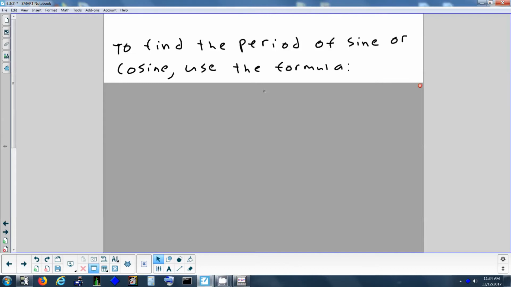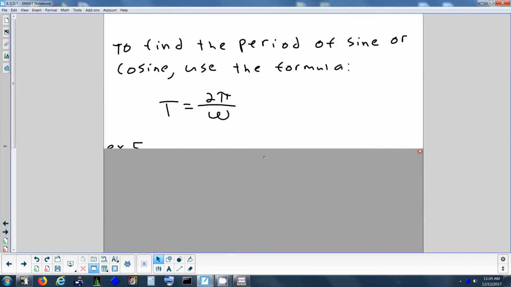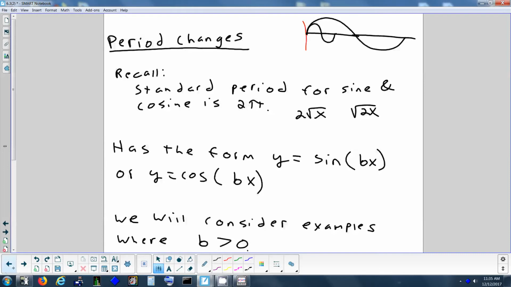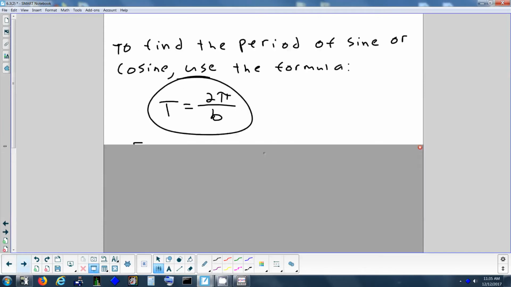All right, so when we start stretching and compressing it, we're changing the period. Like with the amplitude, what I'm going to be asking you is what is the period? You don't have to sketch anything. Just tell me the new period. The formula to find the new period is 2 pi divided by b. And if you don't remember, what's b? B is the number in front of x.